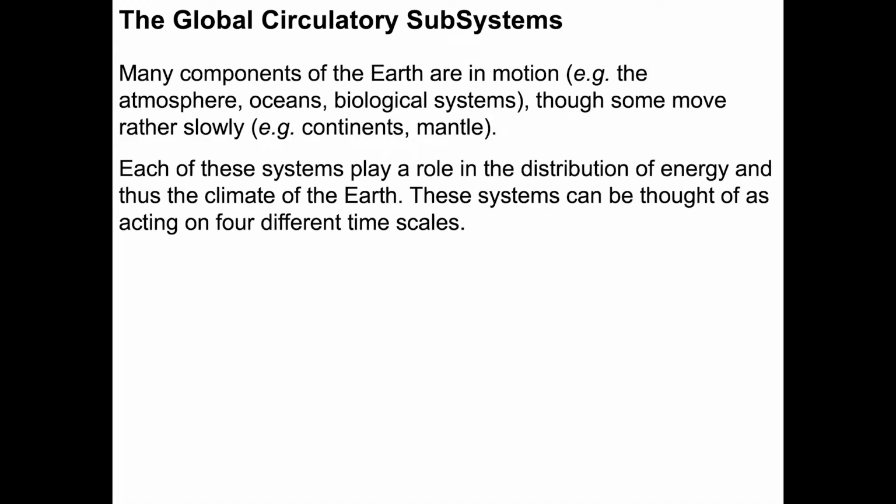Now that we've seen some examples of current circulation in the atmosphere from windy.com, we can start to take a look at the global circulatory subsystems of the Earth. Now we need to do this to gain an understanding of these components and how they act on their own and relative to each other. Many of these components of the Earth are in motion. Some of the more easily visualized examples are the atmosphere.